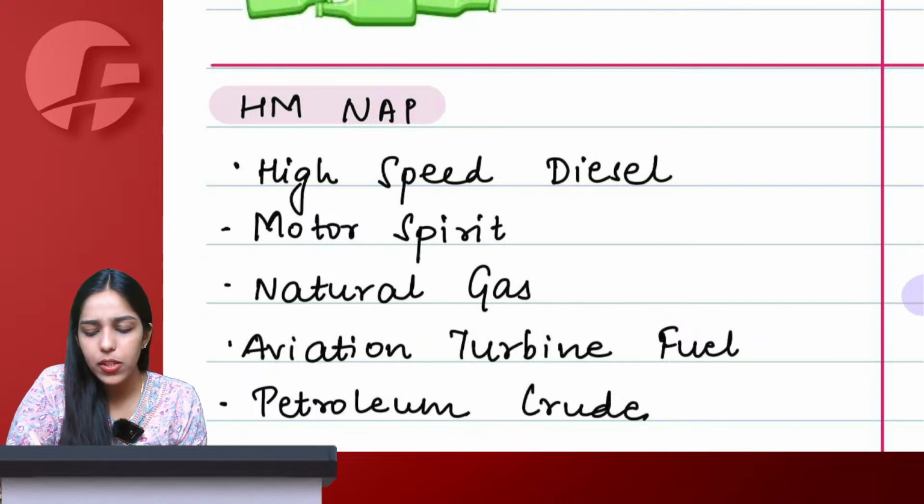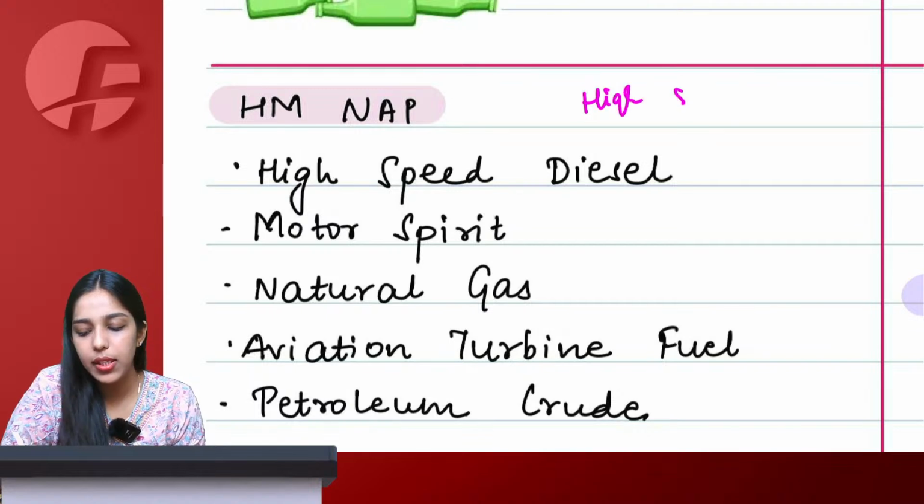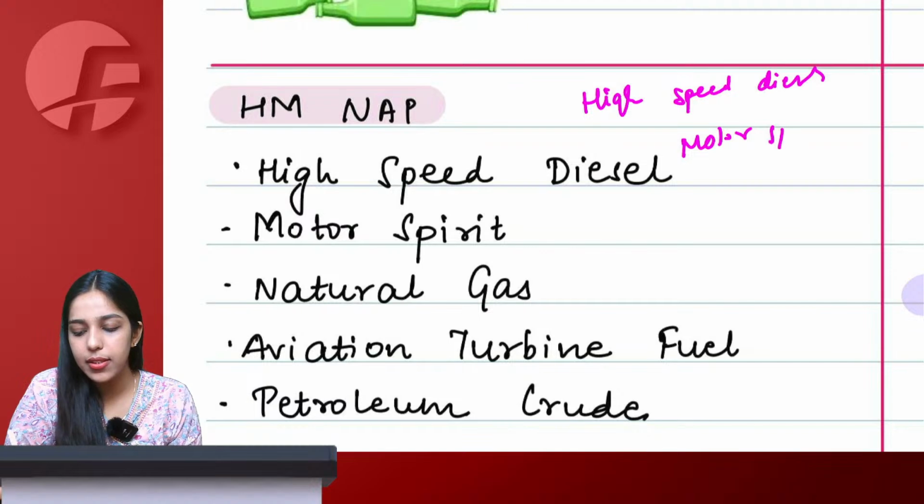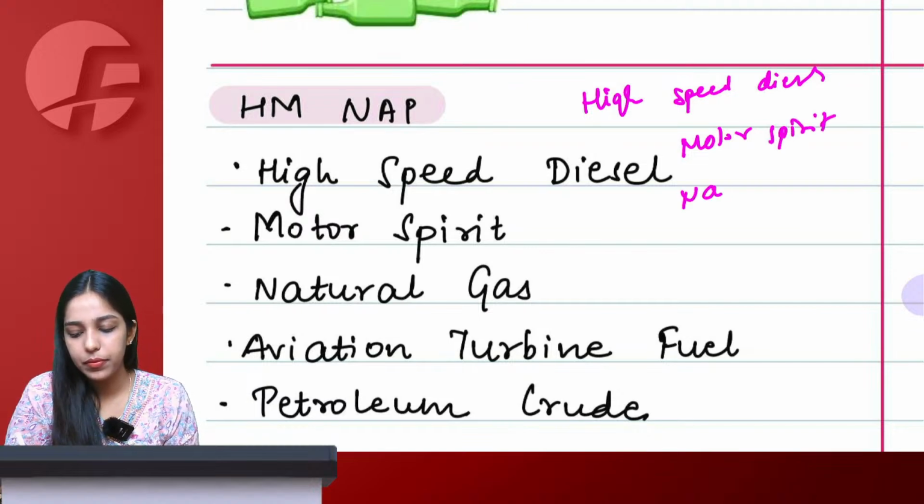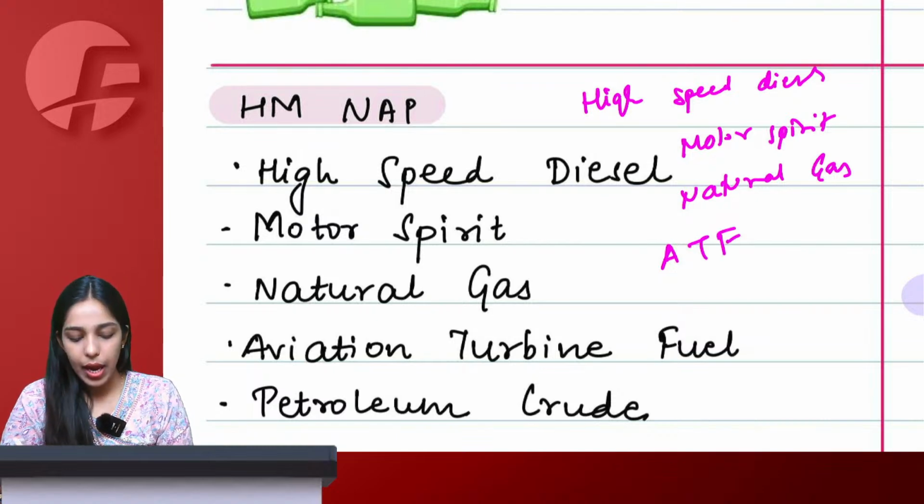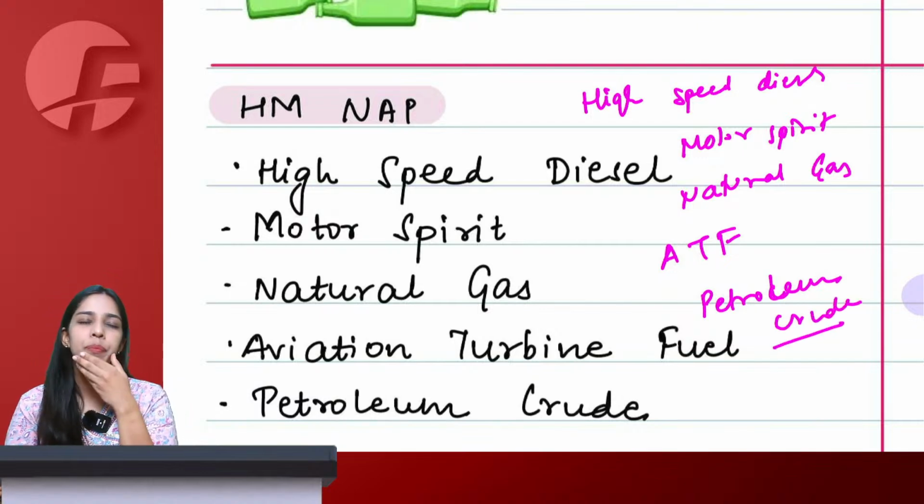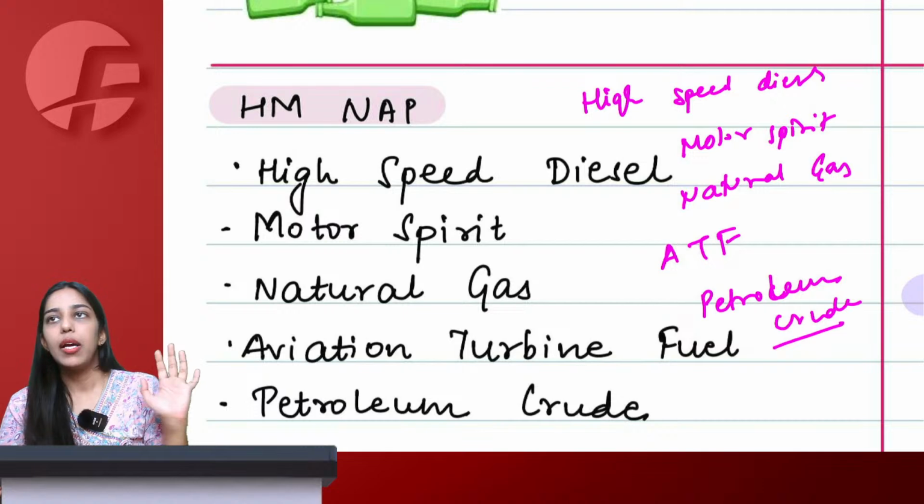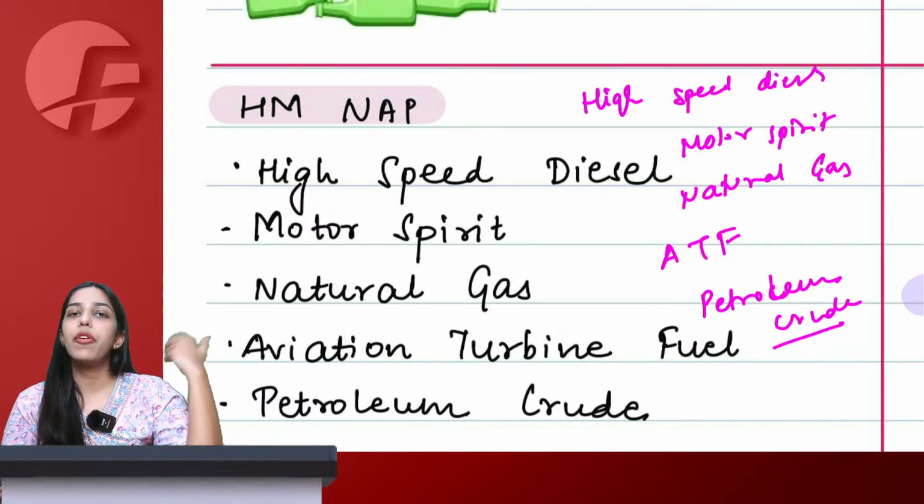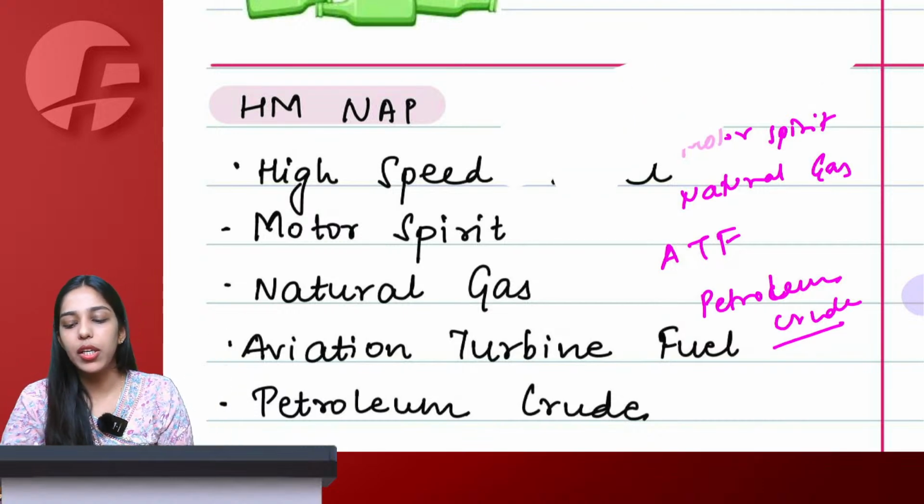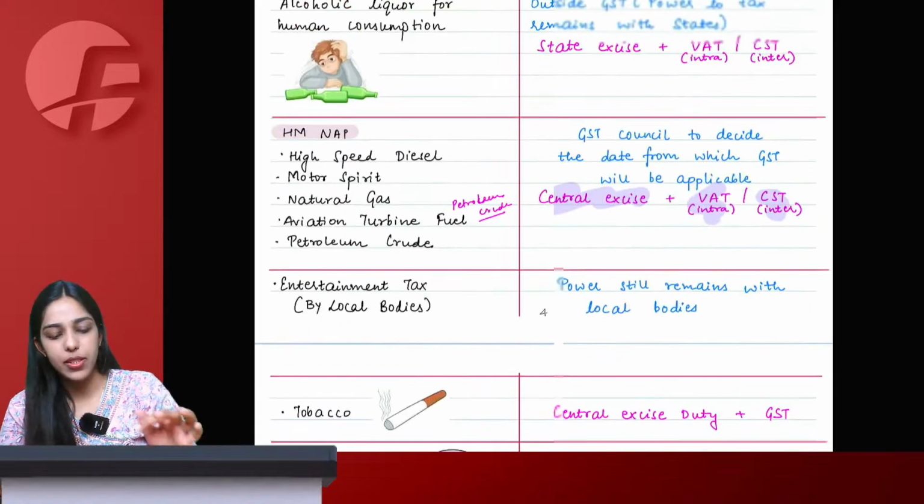Okay. So HNAP says high speed diesel, motor spirit, natural gas, aviation turbine fuel and petroleum crude. These are the products. We've said, you all go and take a nap. We will levy GST on you from a future date, whenever government notifies on recommendation of the council.